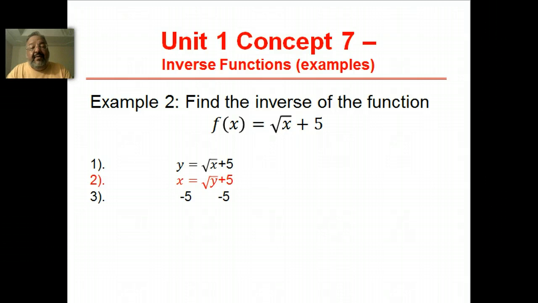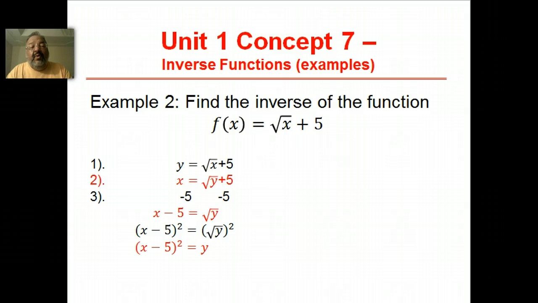So since I'm adding 5 in the original, I'm going to subtract 5. So I got x minus 5 is equal to square root of y. Now I want y. I don't want square root of y, so how do I get rid of the square root? What undoes the square root? Right, I'm going to square both sides. That undoes the square root, and I'm left with square root of x minus 5, the whole quantity, equals y.